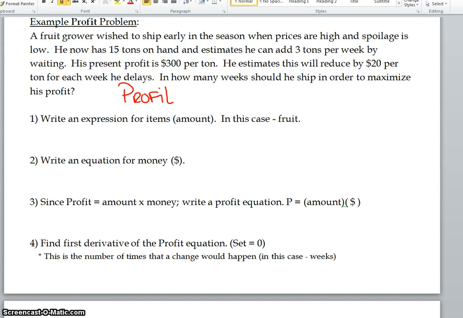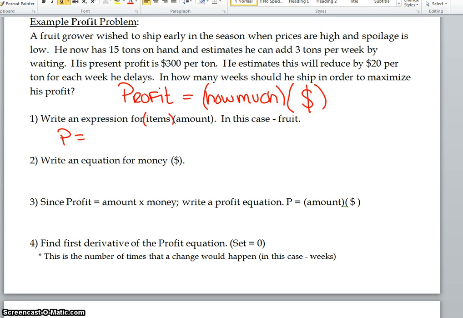So thinking ahead, I need to come up with an equation for profit that I'm going to be able to take the derivative of. How do we figure out profit? It's how much I have times how much I make. So it says write an expression for the items times the amount, in this case, fruit.